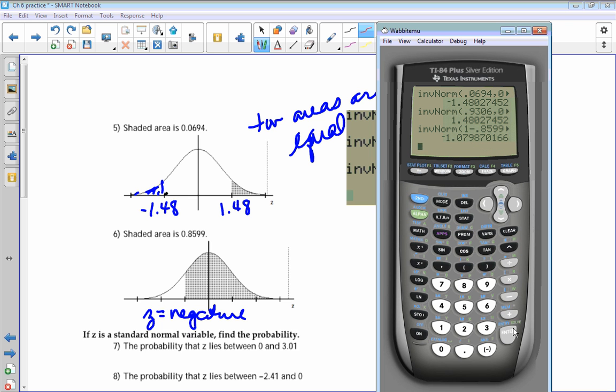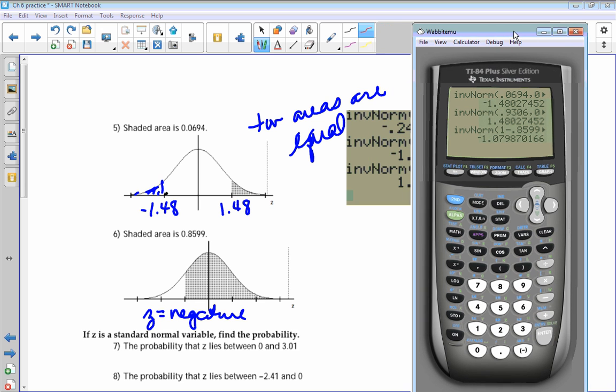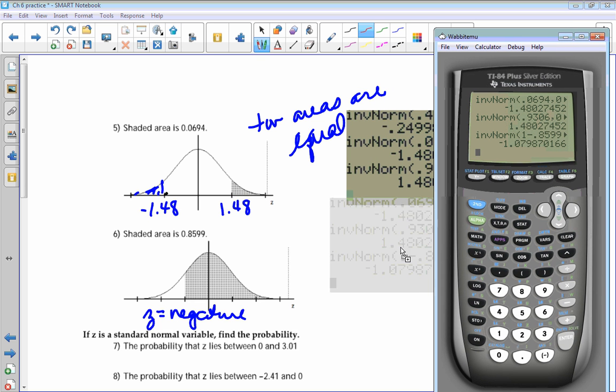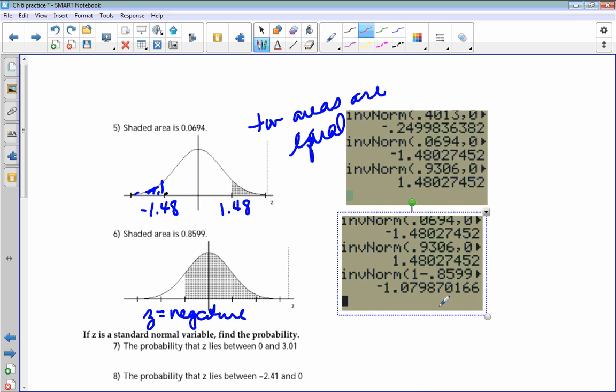And they gave me negative 0.1079, which is the correct answer. So you can put your math right in there and it does it for you. It's too darn convenient with this calculator. I'm going to round to 2 decimals, so it's going to be negative 1.08.